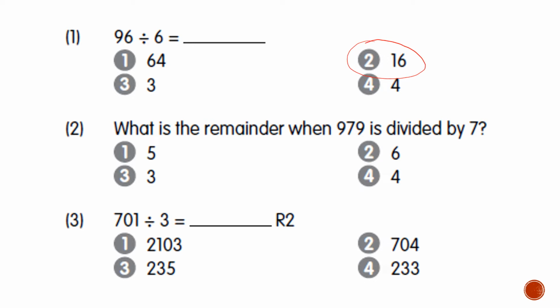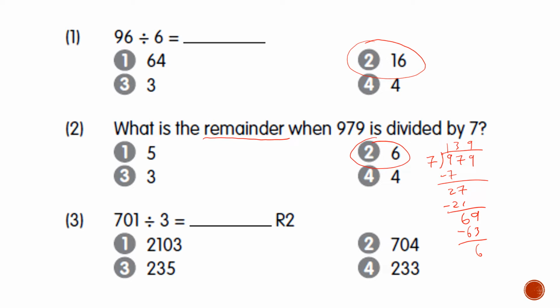Now for question number 2, they're asking you for the remainder, not the quotient. So please take note when you take 979, and you also have to do your working no matter what, even if this is just an MCQ. So when you work it out, I'm just going to work it out very quickly. You should get a remainder of 6. So it's option number 2.